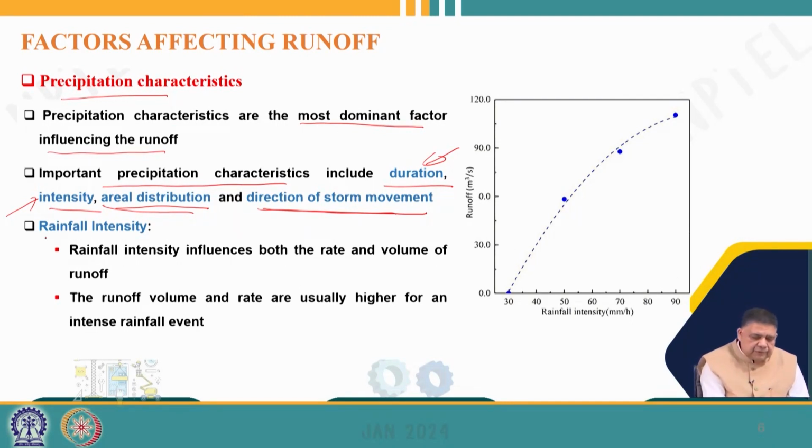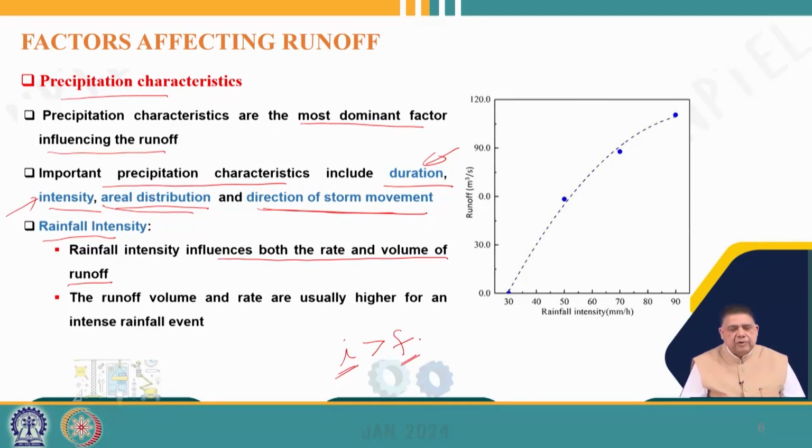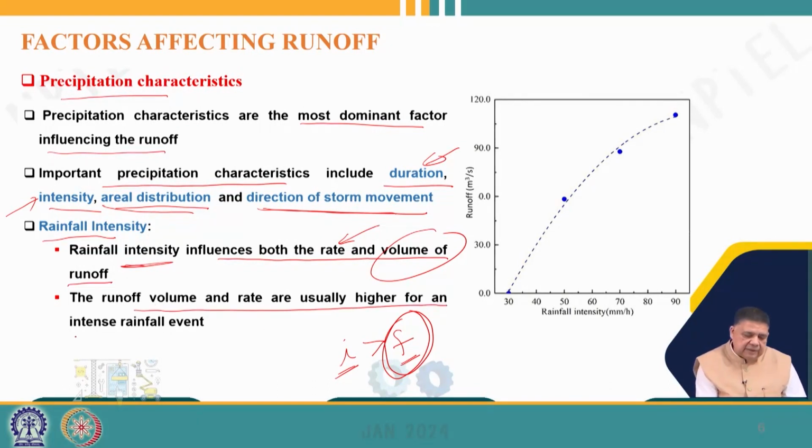And within this, of course, rainfall intensity influences both the rate and volume of runoff, that we have already seen. If you remember, when we were discussing the Hortonian overland flow, we decided that when I is greater than F, where I is the rainfall intensity and F is the infiltration capacity of soil, only then Hortonian overland flow occurs. So the rainfall intensity with respect to the infiltration capacity of the soil will determine at what rate the overland flow or surface runoff takes place, and what is the total volume of runoff, of course. The runoff volume and rate are usually higher for an intense rainfall event.